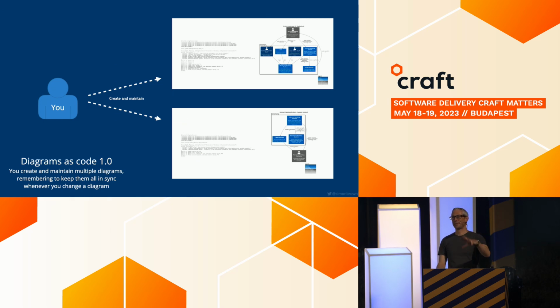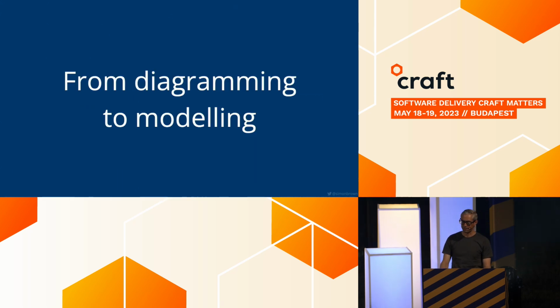The problem with these tools is they're inherently still diagramming tools. If you want 2 diagrams, you need 2 text files. If you rename an element in one text file, you have to rename it in the other text file. Yes, you can do includes. Yes, you can use global search or replace, but fundamentally, 2 diagrams, 2 text files.